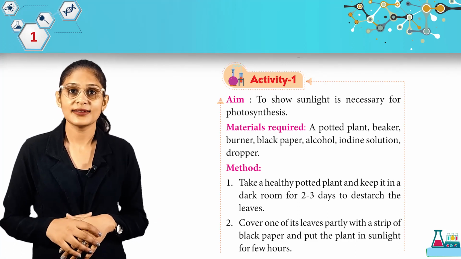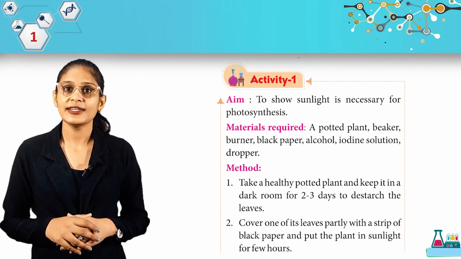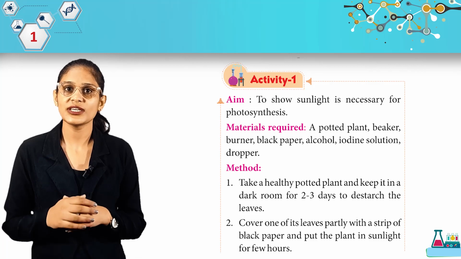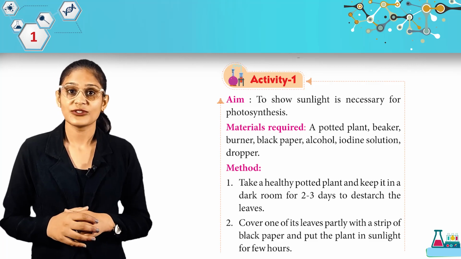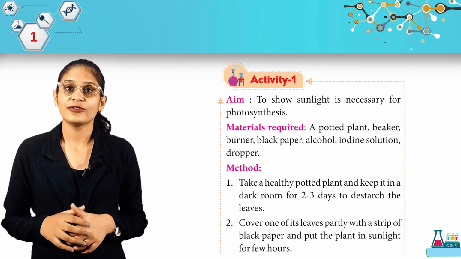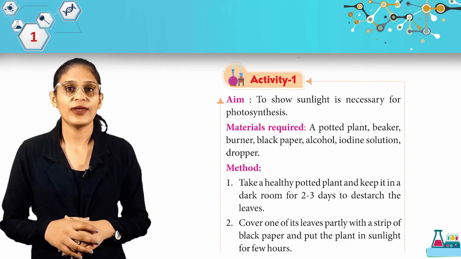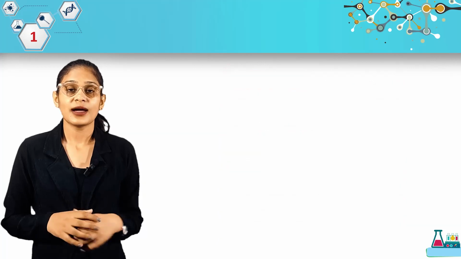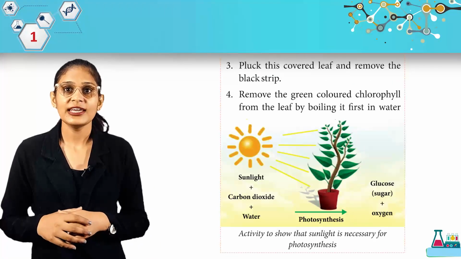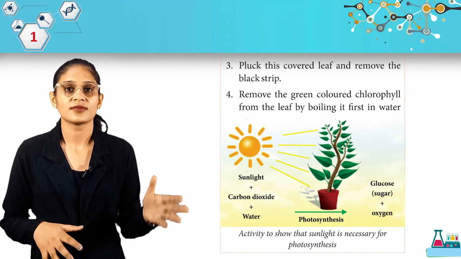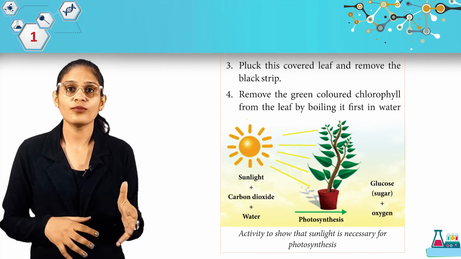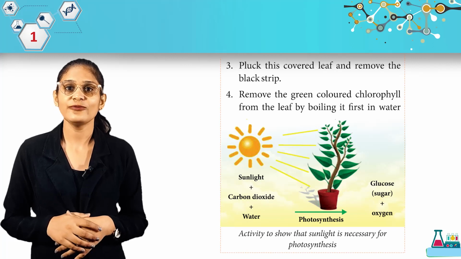Here is the method. Step 1. Take a healthy potted plant and keep it in a dark room for 2 to 3 days to de-starch the leaves. Come to step 2. Cover one of its leaves partly with a strip of black paper and put the plant in sunlight for a few hours. Come to the next step: pluck the covered leaf and remove the black strip. Then next, remove the green colored chlorophyll from the leaf by boiling it first in water.